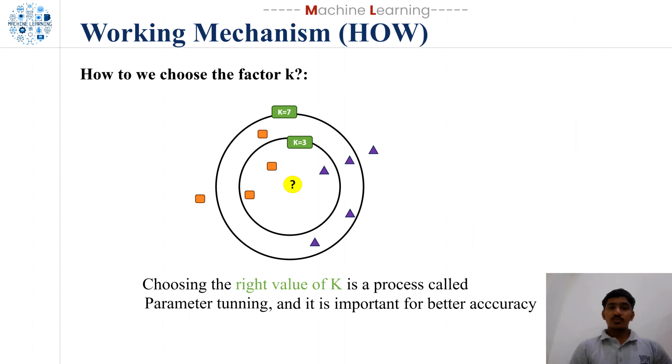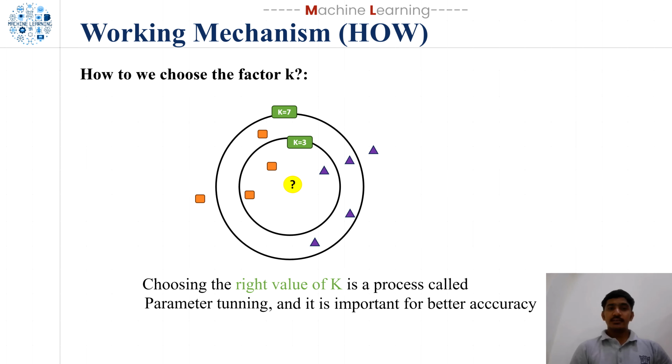Now let's talk about the most important factor in KNN, the value of K. K represents the number of neighbors we consider while making a prediction. Since every decision depends on this, choosing the right value of K is very important. Let's understand with an example. Suppose we have a new data point, which is a question mark. We need to predict whether it belongs to the rectangle category or the triangle category.